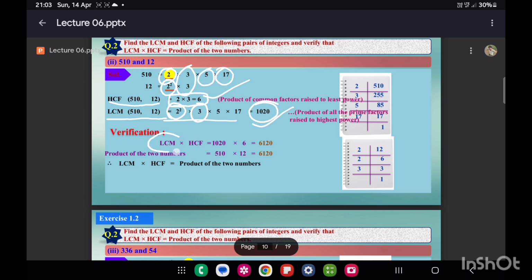So by the verification method, we have to find HCF into LCM. LCM we already know is 1020 and HCF is 6. So we have to multiply, and we will get 6120. Then the product of the two numbers, that is 510 and 12. These are called the product of two numbers 510 and 12. So you will get the answer 6120.